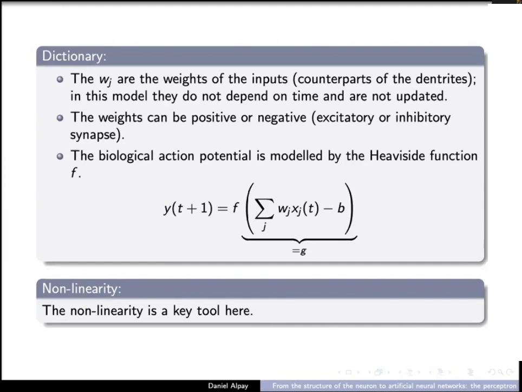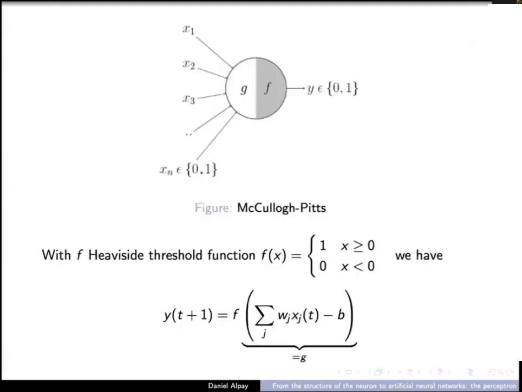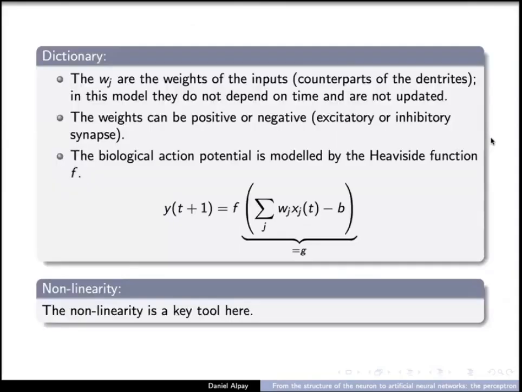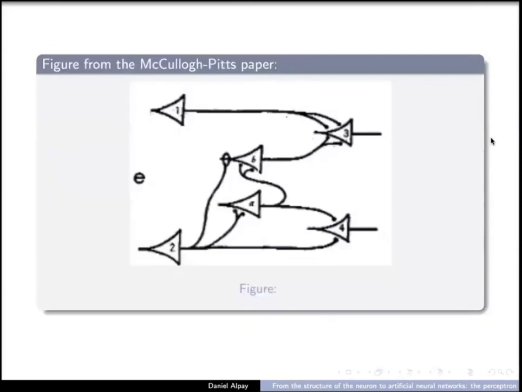But let me backtrack here. The number of inputs will be different for each one, the number of inputs and the weights of the inputs. Yes, but only one output. The one output is fixed by a Heaviside function, so it will be 1 or 0. Okay, and so this is from their paper. They have some logical pictures. It's a bit difficult to read.